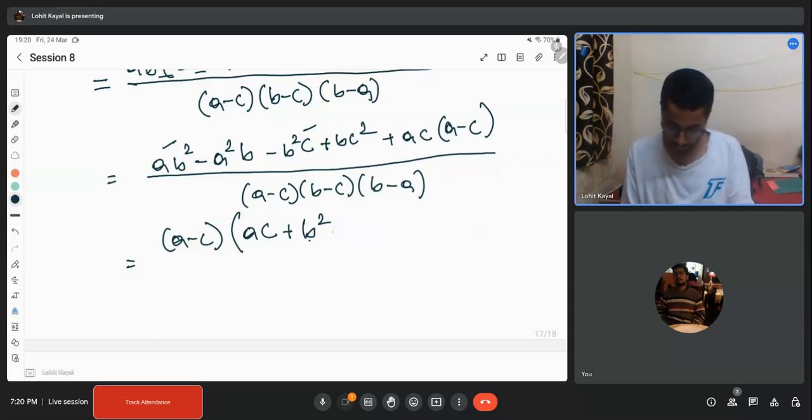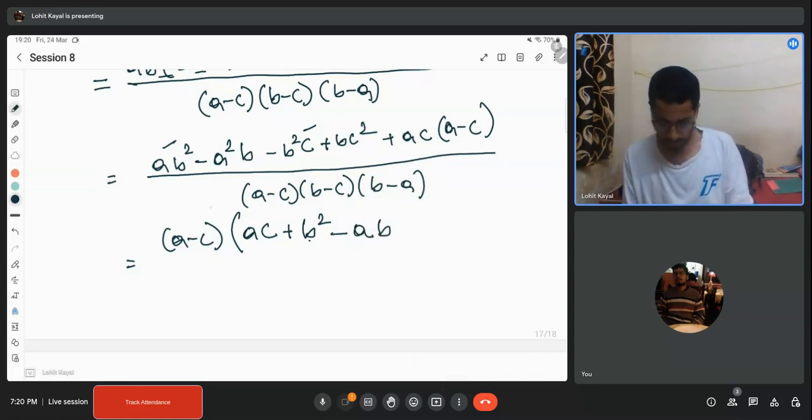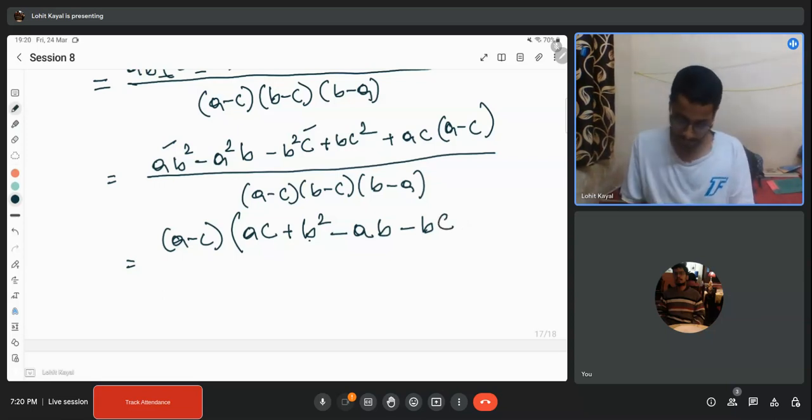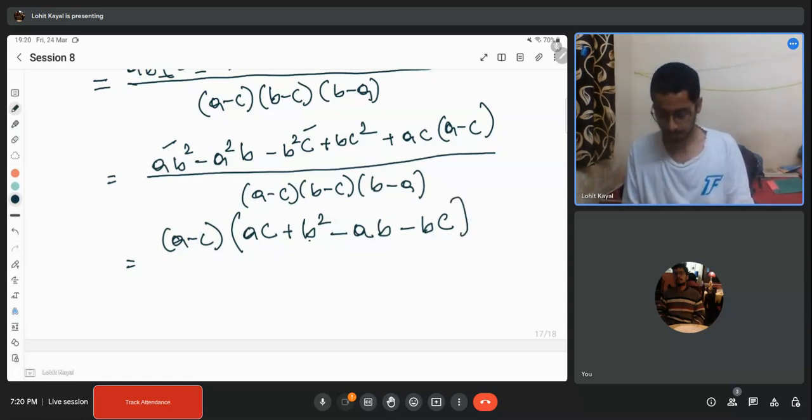Okay. Then what will be the next term? The next term I think should be minus AB. Minus AB gives me back minus A square B and a plus ABC. And plus ABC is not in the expression, so I need minus ABC. So minus BC will give me minus ABC plus BC squared. Yeah, so I have got all the terms.